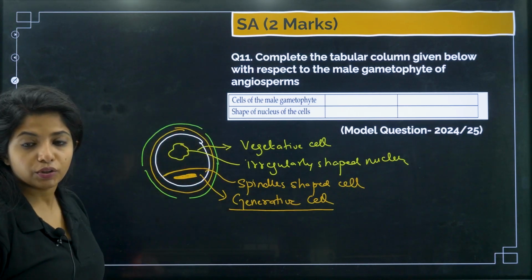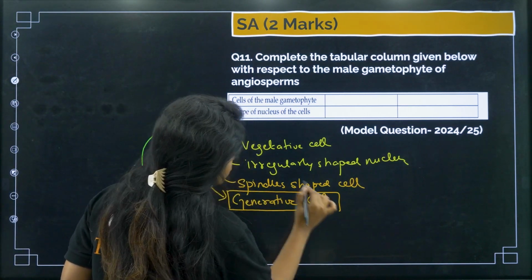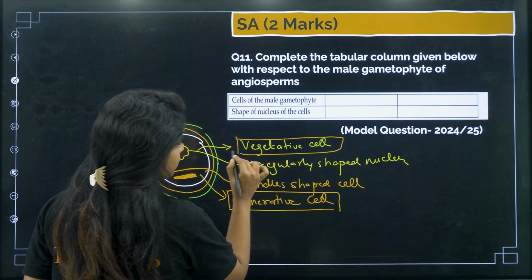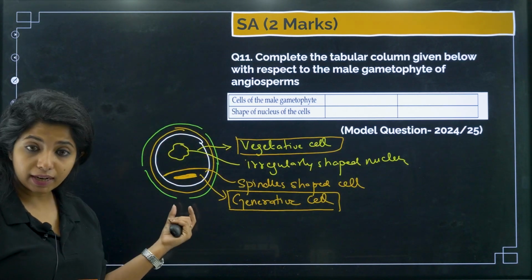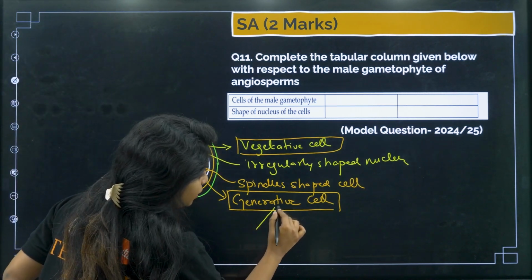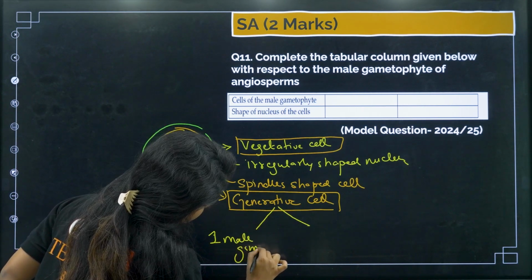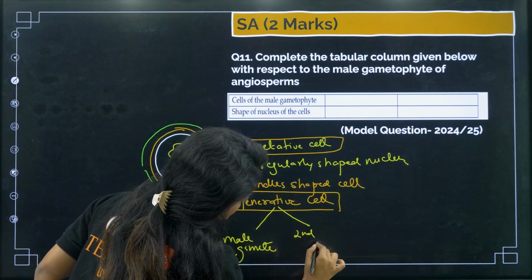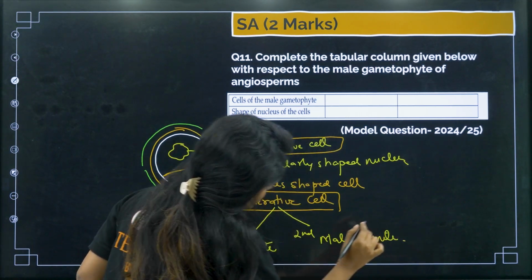What do you call it? You call this the generative cell. So how many cells do we have? We have the vegetative cell and then we have the generative cell. Now this generative cell is the one that will divide further and give you one male gamete and the second male gamete.